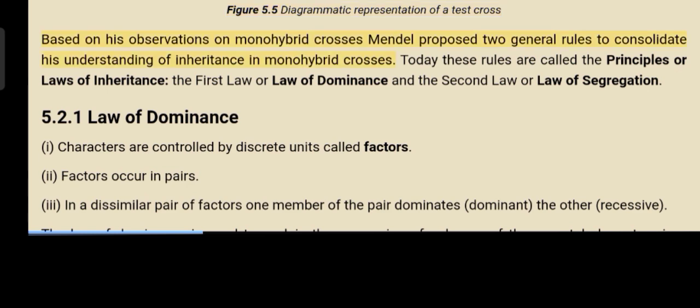Based on his observations on monohybrid crosses, Mendel proposed two general rules to consolidate his understanding of inheritance in monohybrid crosses. Today these rules are called the principles or laws of inheritance: the first law or law of dominance and the second law or law of segregation.